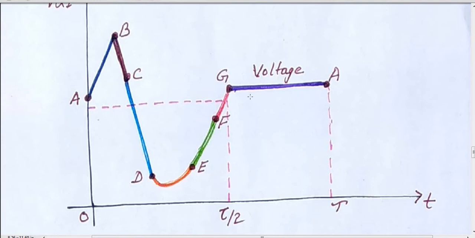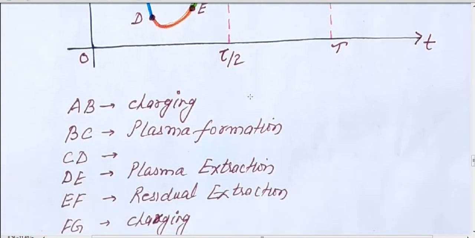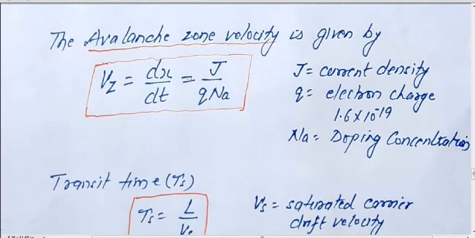Now the avalanche zone velocity is given by this formula. Here Vz is the avalanche zone velocity. It is given by dx by dt, which further equals J over q Na, where J is the current density, q is the electron charge, and Na is the doping concentration.